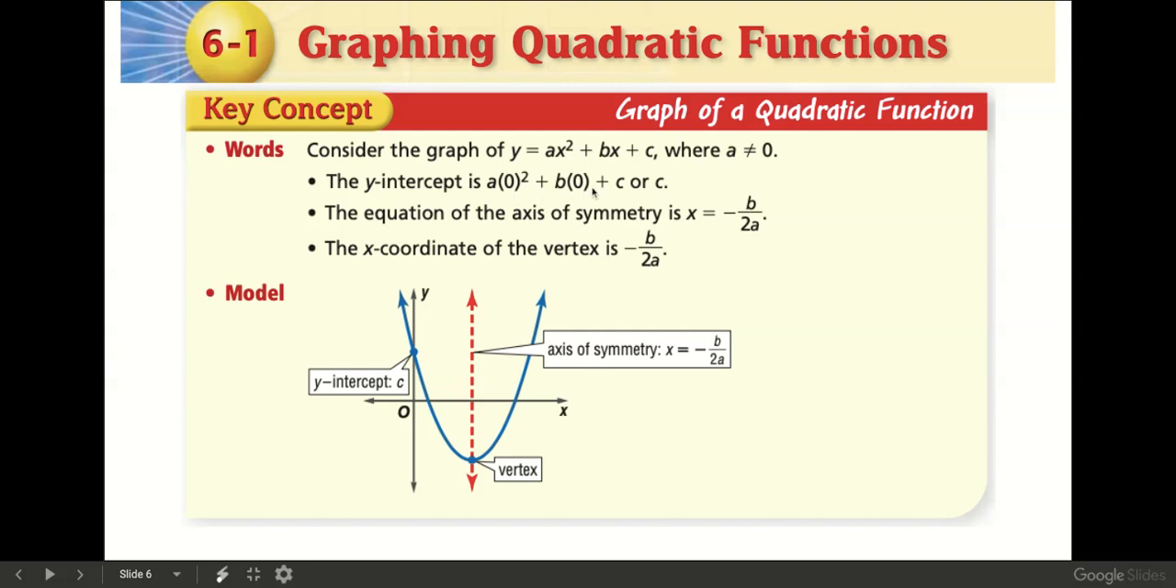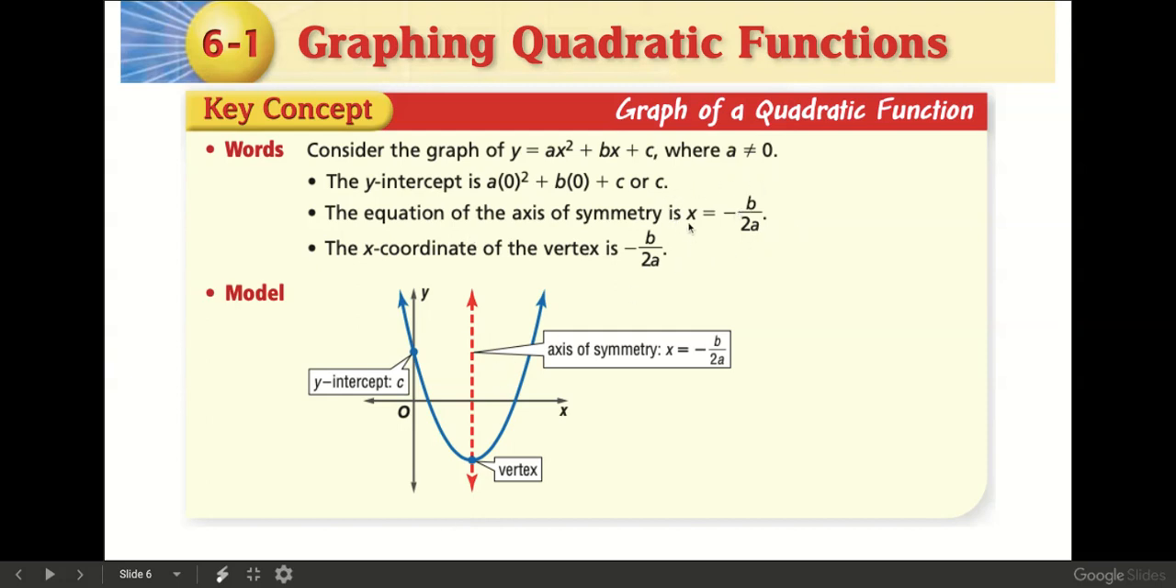If we have a quadratic function in standard form, right? So like ax squared plus bx plus c, the constant term is always your y-intercept. This constant term is where your graph, your parabola, will cross the y-axis. The equation to find the axis of symmetry for any quadratic function is always a vertical line because parabolas always go up and down. So this axis of symmetry can always be found using this equation.